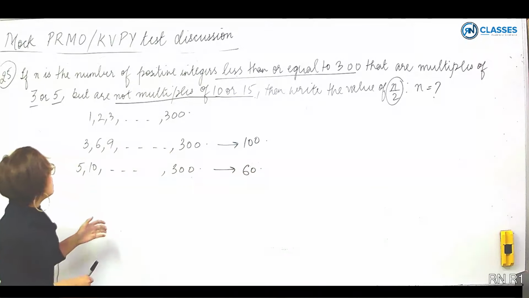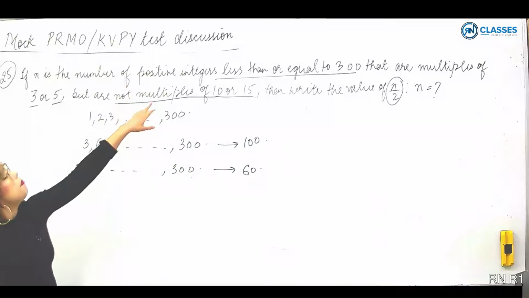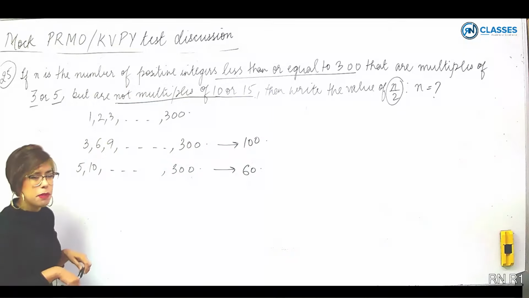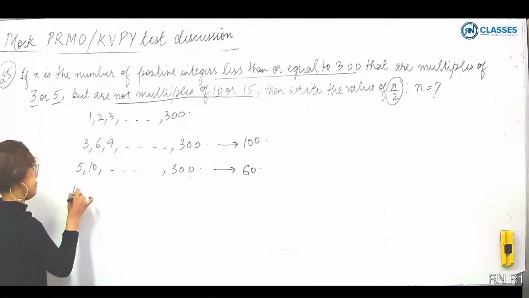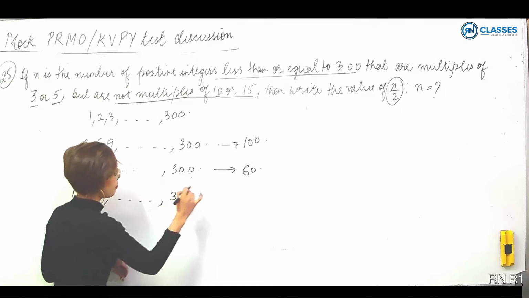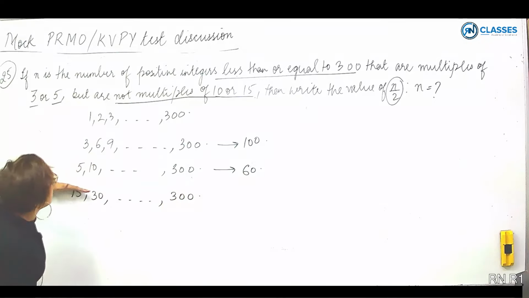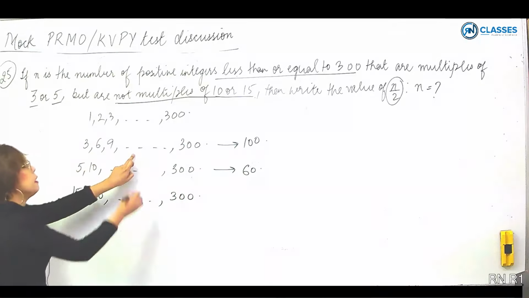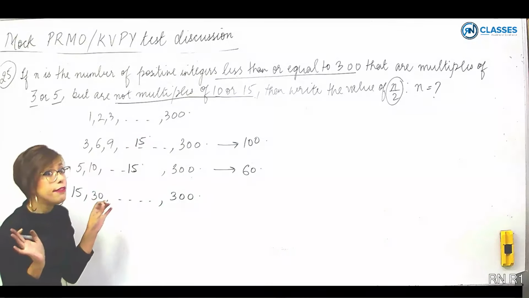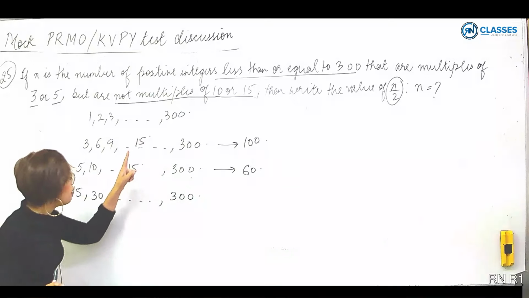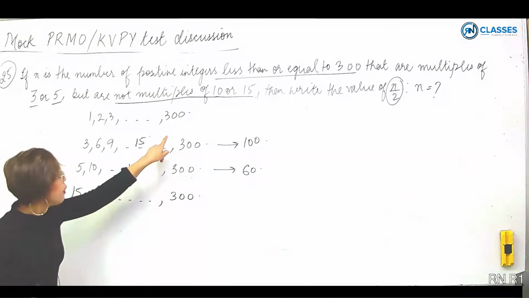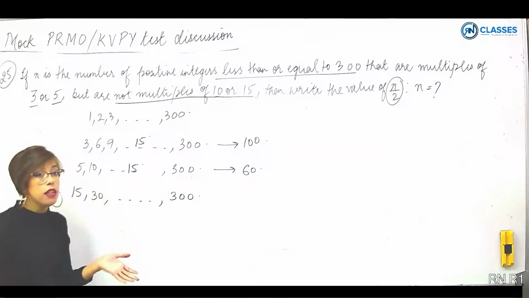Now mind it, he says that are not multiples of 10 or 15. First of all, let me talk about 15. Multiples of 15 will be 15, 30, and so on till 300. I don't want multiples of 15 here. Mind it, 15 would occur here as well and here as well. But I don't want 15. You have counted 15 twice, 30 twice, 45 twice, and I don't want even a single one.